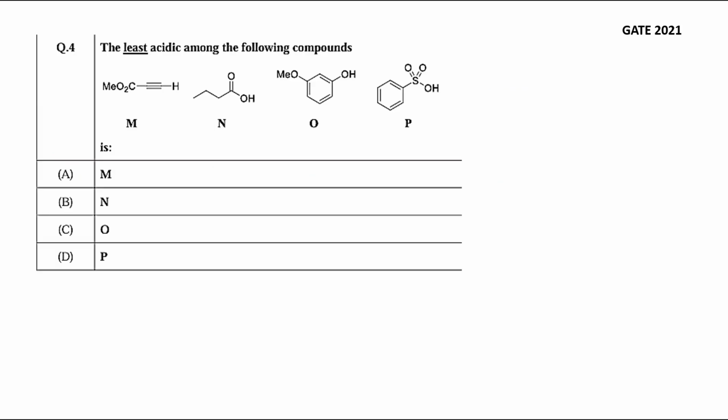Least acidic among the following compounds. Now this is comparatively easy, because least acidic means you have to remove the hydrogen and just check whether the negative charge is stable or not. Here if you remove this hydrogen, you are getting negative charge over carbon. But in all other cases, you are getting negative charge over oxygen, isn't it? So obviously the conjugate bases from N, O, P will be more stable than M. So the least acidic will be the first compound, M.